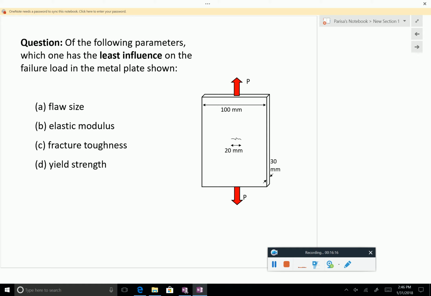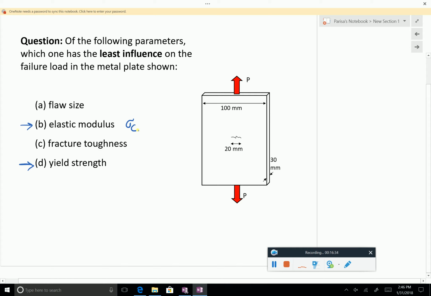It has a big influence. Fracture toughness: I guess we are somewhere between elastic modulus and yield strength. Elastic modulus is a part of when you calculate the critical stress for crack propagation. So it has some influence, but I would say both of them have a lot less influence than A and C.